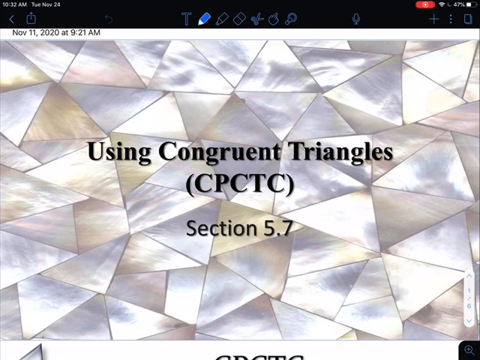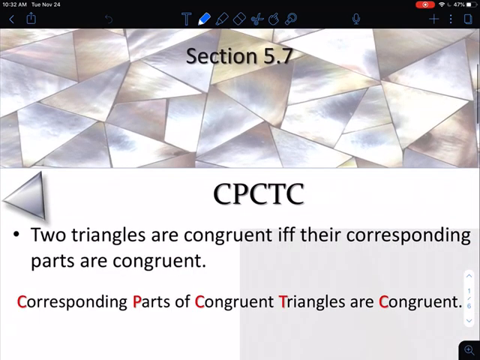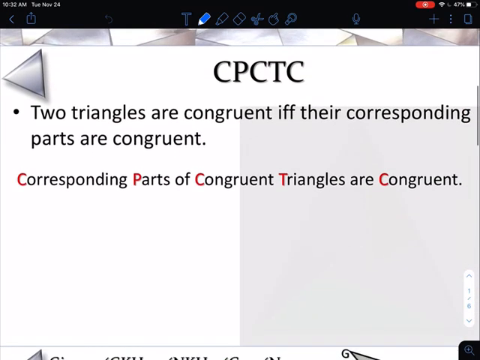All right, today we're going to finish up chapter 5 with a concept that we call CPCTC, and we'll define what that looks like here in a second. Basically, it says that if two triangles are congruent, all their parts are congruent. That's something we've been discussing pretty much throughout the entire chapter. We've actually been using this concept a lot, we just haven't formalized it. So we're going to start here with what CPCTC means and what it stands for.